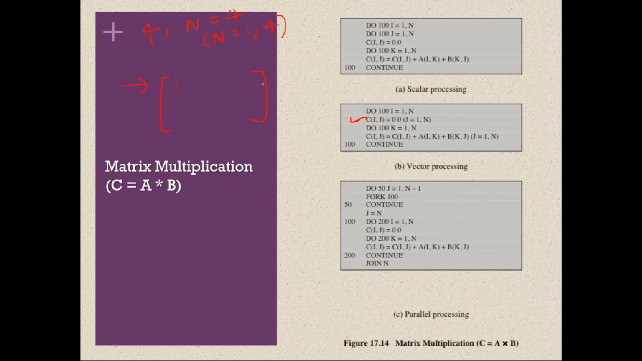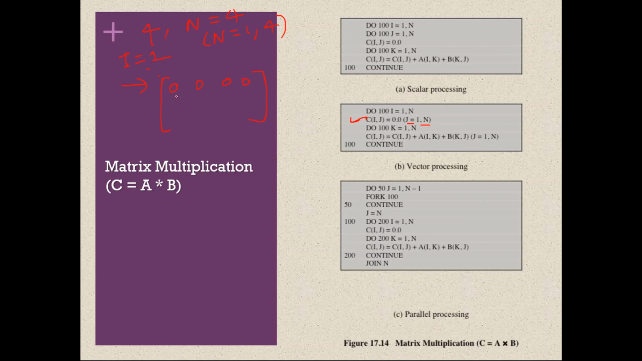So when i is 1, what is this loop doing? C of i comma j equal to 0 comma 0, j equal to 1 to n. Then this entire row will be filled with 0. Because i is 1, j ranges from 1 to n. So 1 comma 1 is 0, then 1 comma 2, 0. 1 comma 3, 0. 1 comma 4, 0.